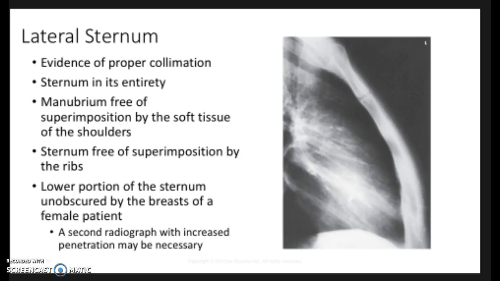And this is what your image will look like. Good collimation. You want to see all the way from the manubrium down to the xiphoid right there. That one's a little tight, so you don't want to get it too tight, but you want to be able to see good detail on there. So 72 inches because of the OID, so you can get better detail.